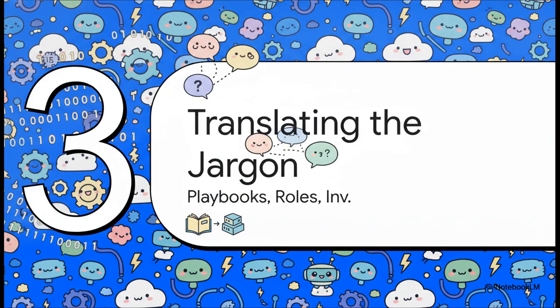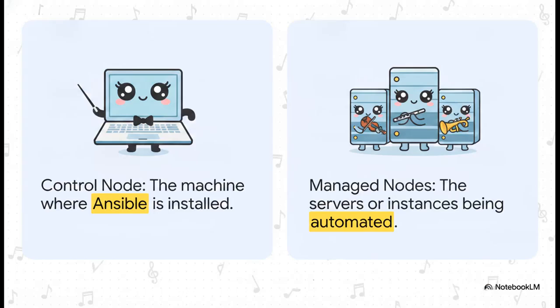All right, Section 3, Playbooks, Roles, and Inventories, translating the jargon. Let's start with the machines themselves. In Ansible speak, you've got your control node, and you've got your managed nodes. The control node is simply the machine where Ansible is actually installed. It's your home base, where you sit and run your commands. The managed nodes, those are your targets, the servers, the cloud instances, the network switches that you're actually automating. It helps to think of the control node as an orchestra conductor standing at the podium. The managed nodes are the musicians, just following the conductor's lead to create the final performance.